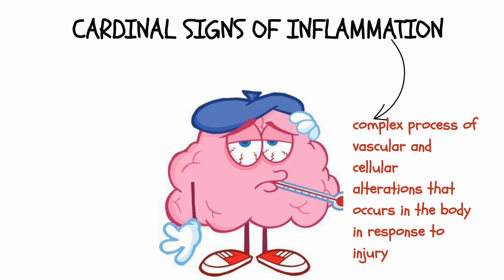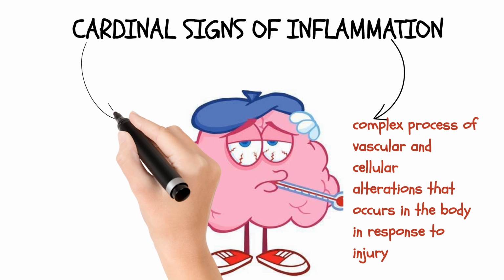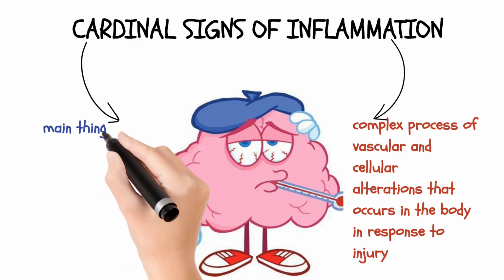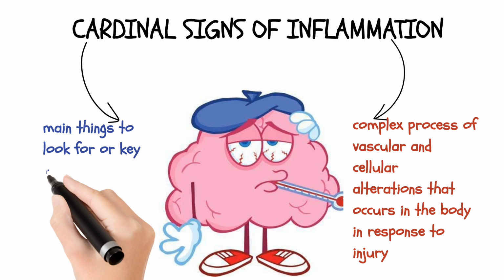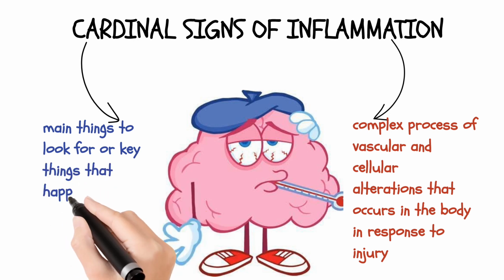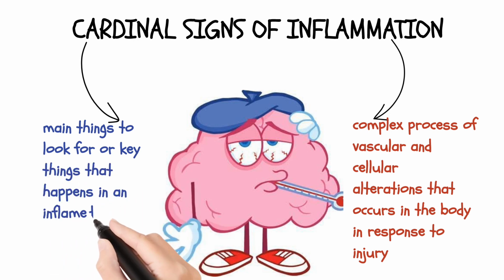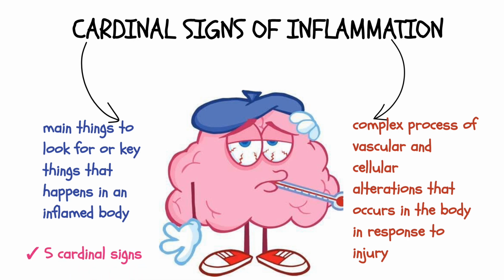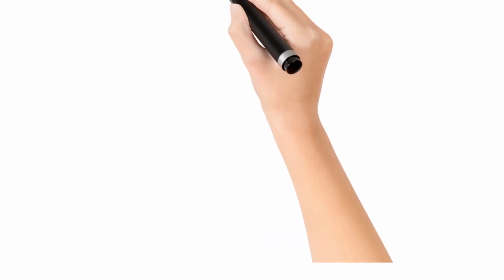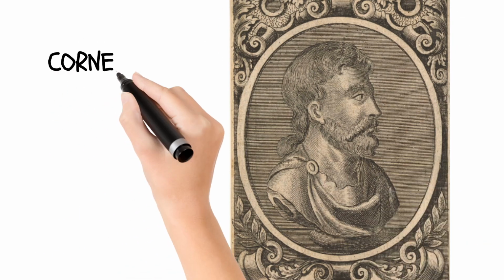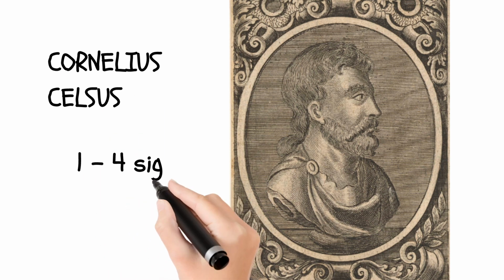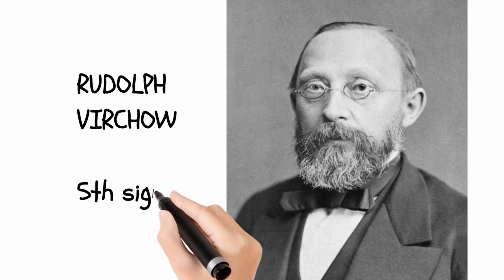cardinal signs of inflammation. Cardinal signs means the main things to look for. When we talk about cardinal signs in inflammation, we are referring to the key things that happen in an inflamed body. Inflammation can be recognized clinically by these signs. There are 5 cardinal signs of inflammation. The first 4 signs were described by a man whose name is Cornelius Celsus. The 5th sign by another man whose name is Rudolf Virchow.